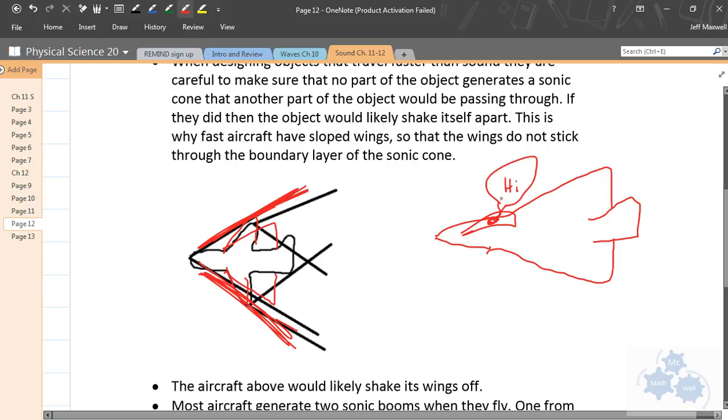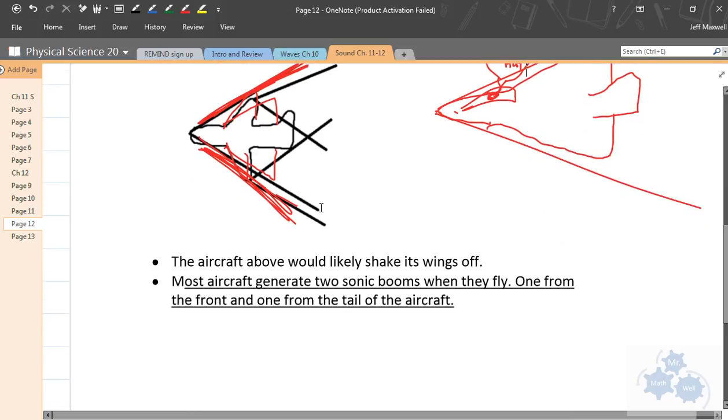Okay, all right, so look at this. The shock wave here will go past the wings. It's not going to rattle parts of the plane off. This guy is pretty happy. The aircraft above, this one right here in the black, the wings will most likely shake off if it passes the speed of sound. Most aircraft will generate two sonic booms when they fly, one from the front of the plane and one from the tail of the aircraft.